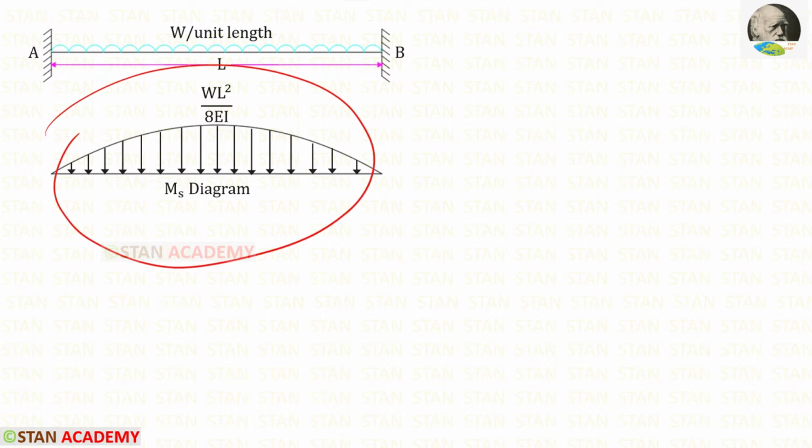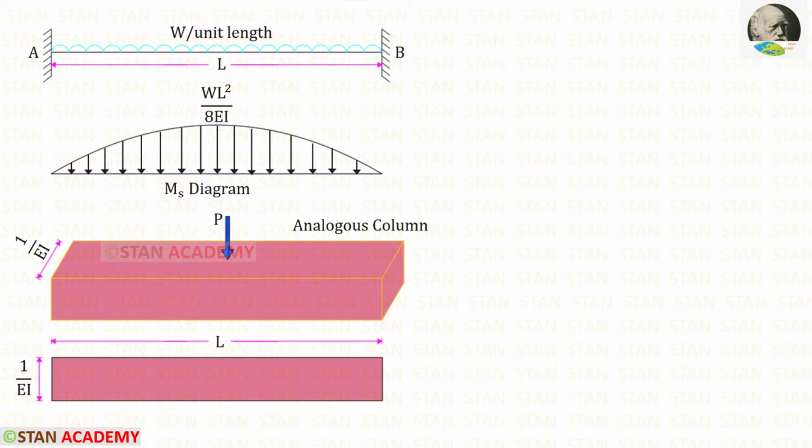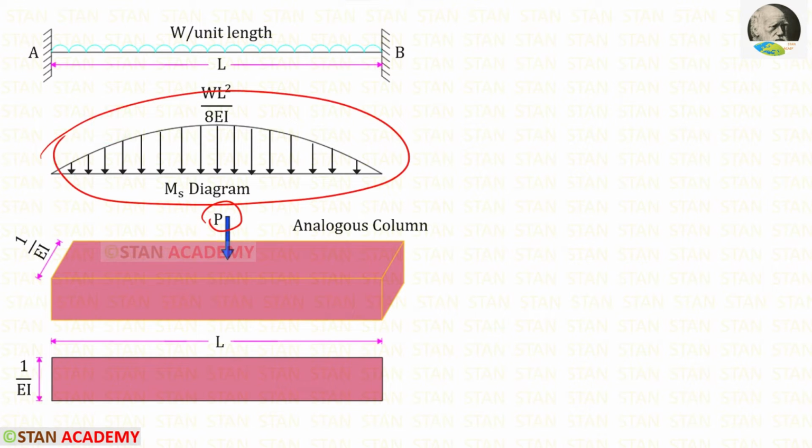We have to divide the bending moment by EI. This diagram is called the MS diagram. Now let us make the analogous column. The analogous column is a short column having the cross section 1 upon EI cross L. P is the resultant load in the analogous column due to the conjugate beam.